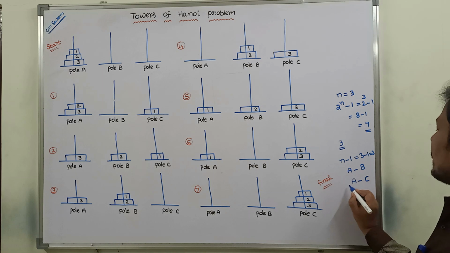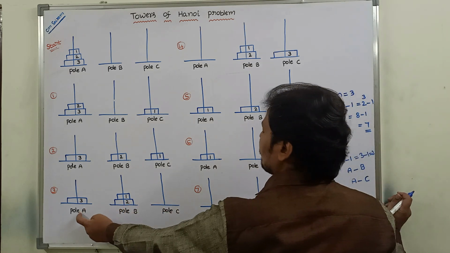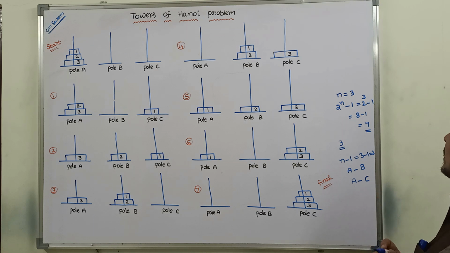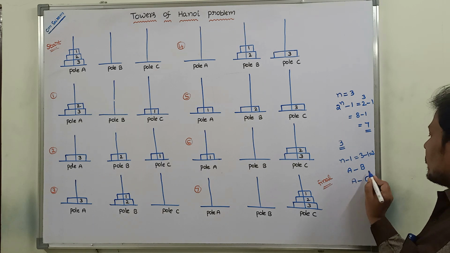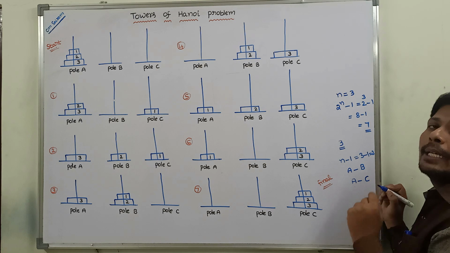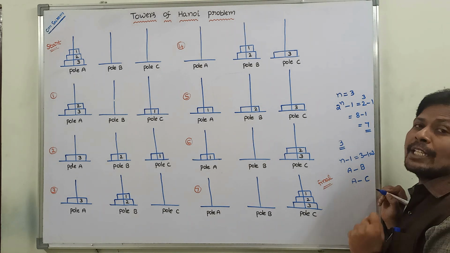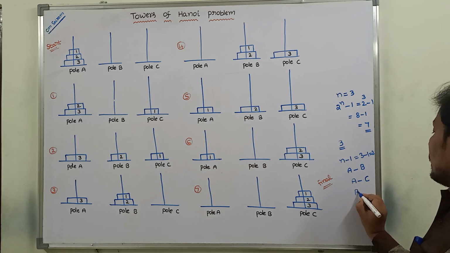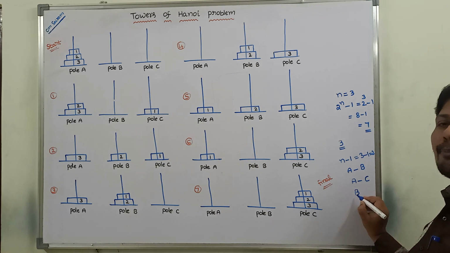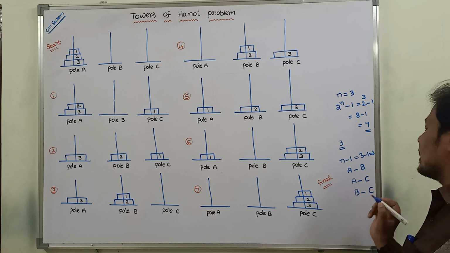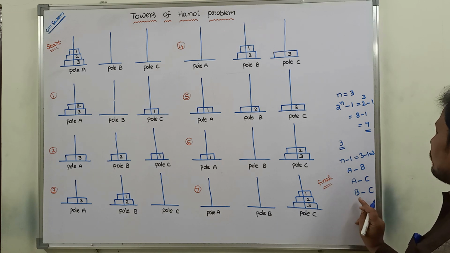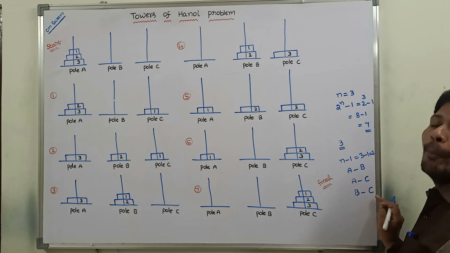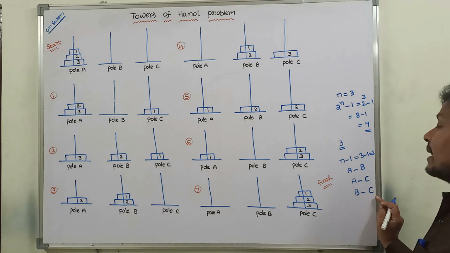In the fourth step, the third disc can be moved from pole A to pole C. After completing 4 steps, the remaining 3 steps are there. In the remaining 3 steps, the n minus 1 discs on pole B can be transferred to pole C. That takes 3 steps.